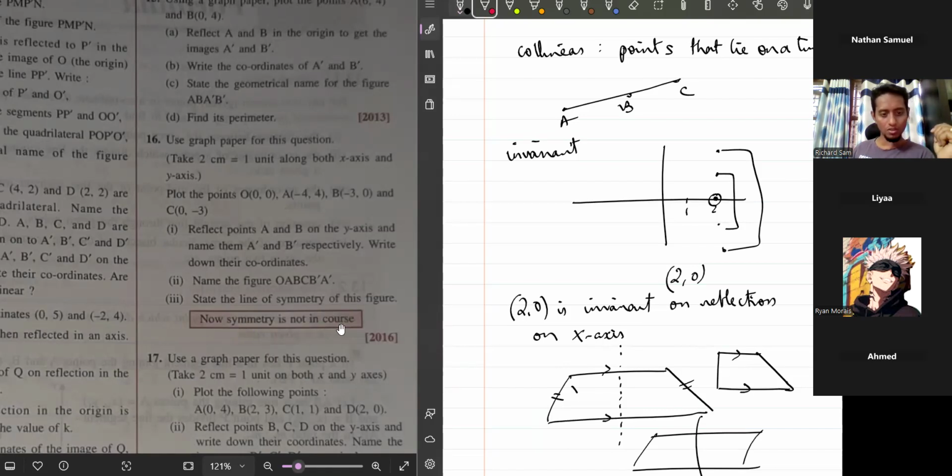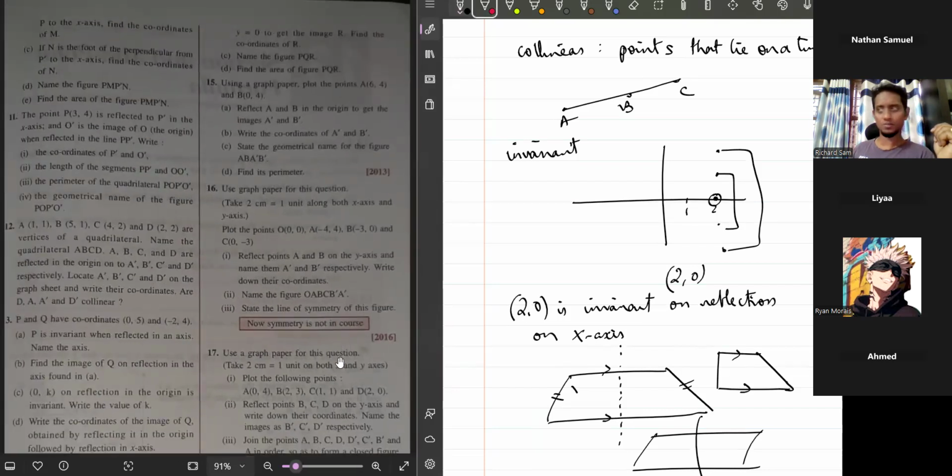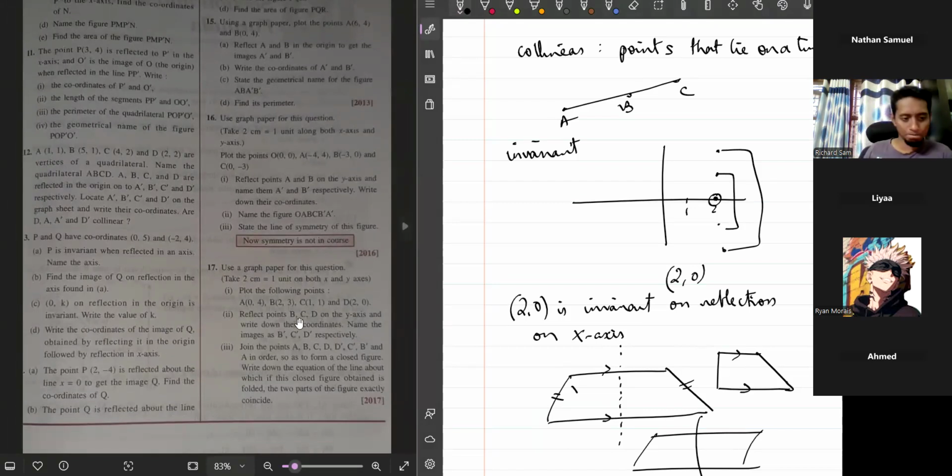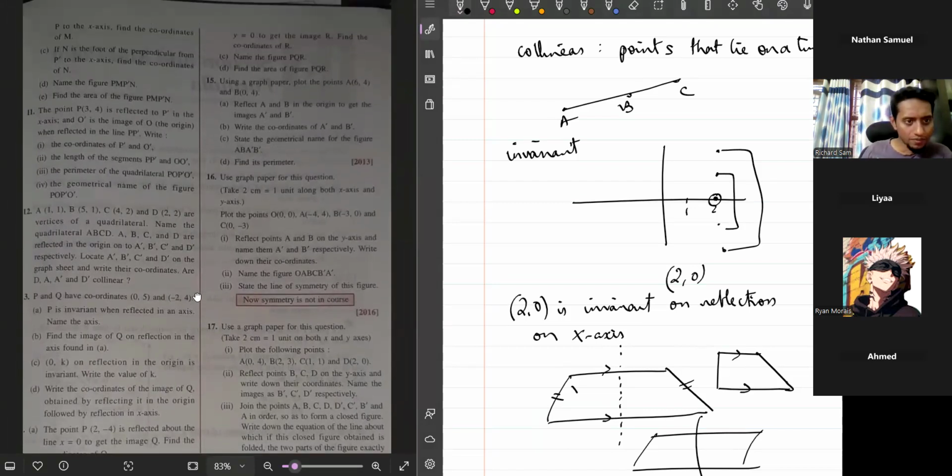Now symmetry is not in the course. It's out of syllabus. Is that what it means? Okay, we don't need symmetry.